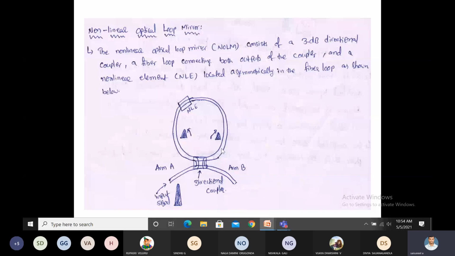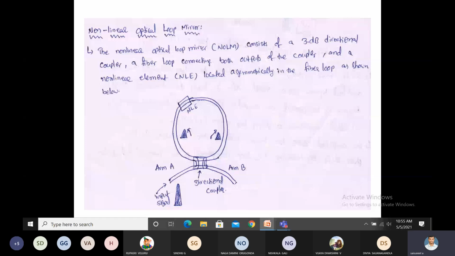See this one. This is just like a mirror, right? One is clockwise, another is anti-clockwise. In this figure, both are just like mirror signals. That's why it is called the non-linear optical loop mirror. Here, the input signal is some high intensity power, but when it is given to this optical fiber loop, the intensity is automatically reduced. That is the drawback.